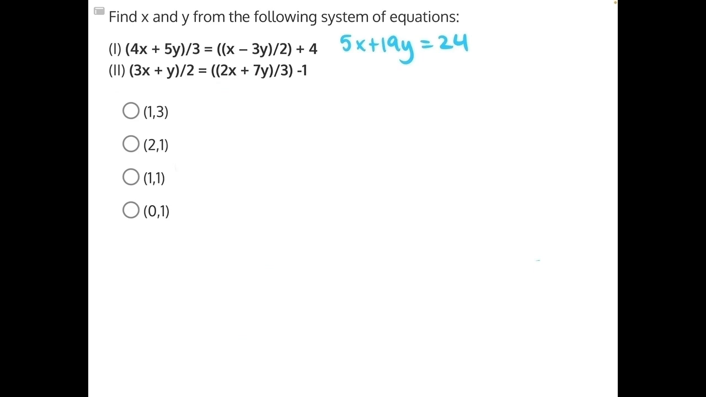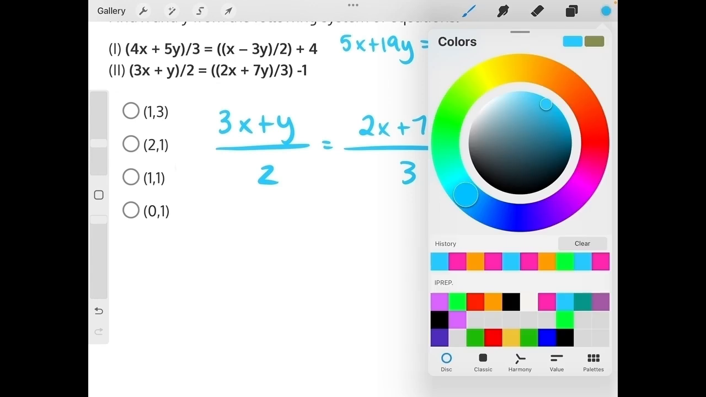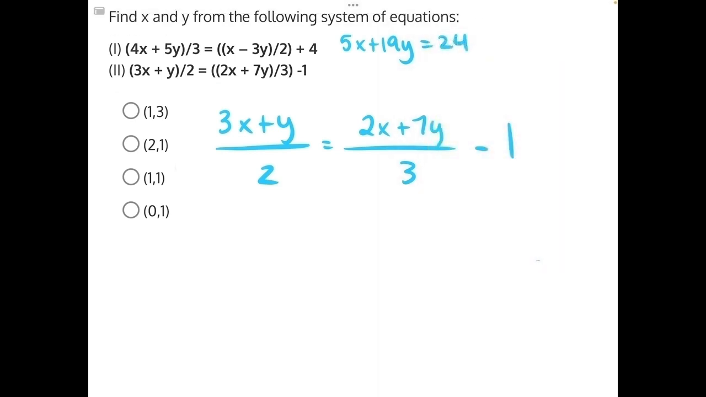Now we need to do the same thing for the second equation. Start by rewriting 3x plus y over 2 is equal to 2x plus 7y over 3 minus 1. Then we need to get rid of these denominators again by multiplying by the least common multiple here, which is going to be 6. Multiply this fraction by 6, multiply this fraction by 6, and multiply 1 by 6. So here again, 6 and 2 factor out the greatest common factor, we're left with 3. 6 and 3 factor out the greatest common factor, we're left with 2.